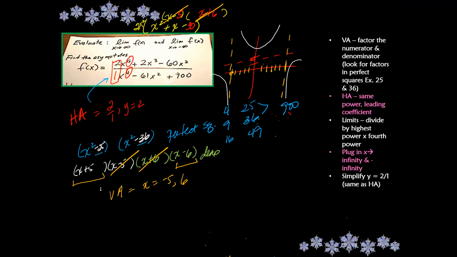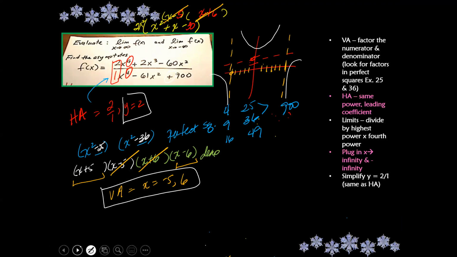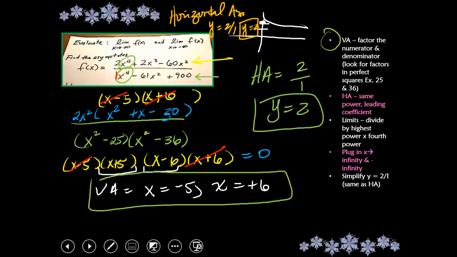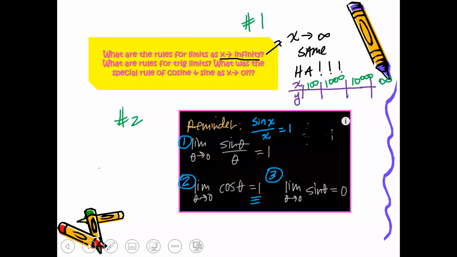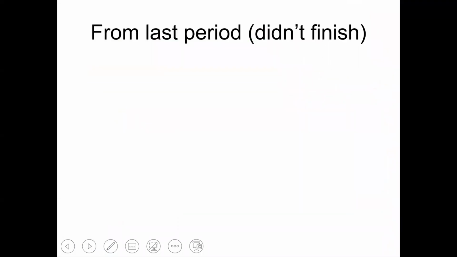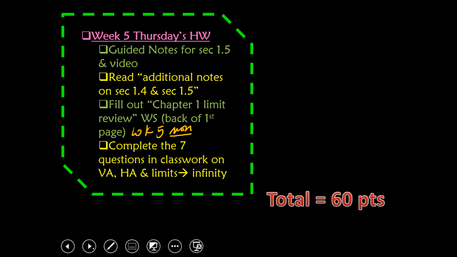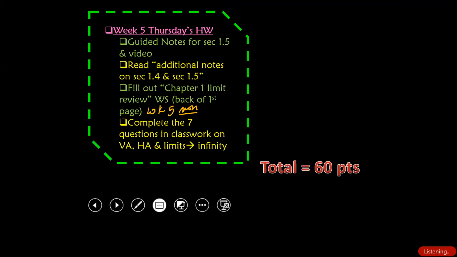Anyways, you have your vertical asymptote and you also have your horizontal asymptote. Most questions will probably not be this complex, but I want to make sure that if you do have a complex question, you have the strategies to work on this. Okay, so with that said, let's go ahead and move forward.